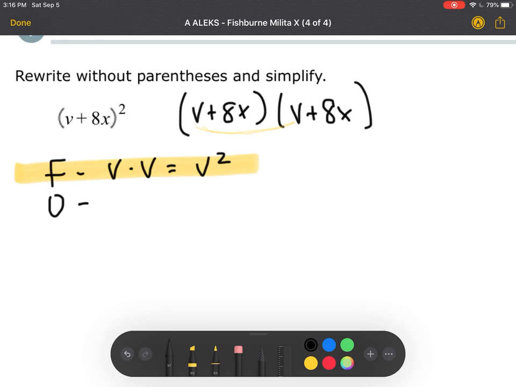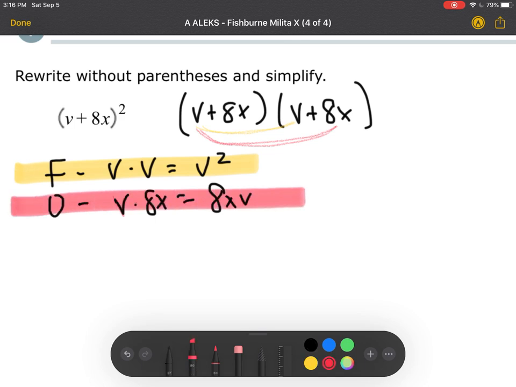And then your outsides. O for the outside. I'm going to do red. v times 8x. That's v times 8x, which, if you remember, is just 8 times x times v. Nothing big, nothing crazy. So I'm going to highlight that in red for y'all there.